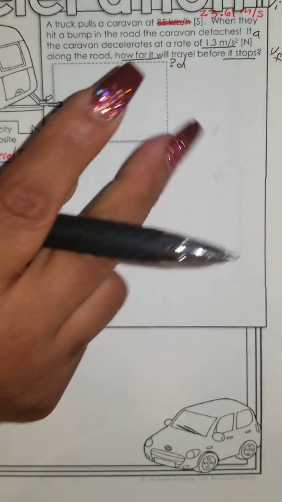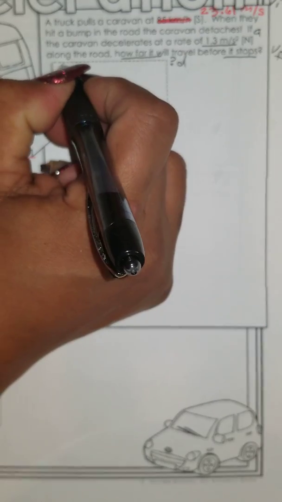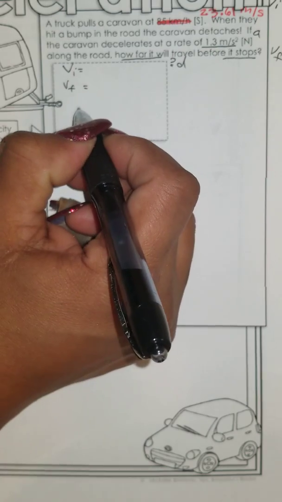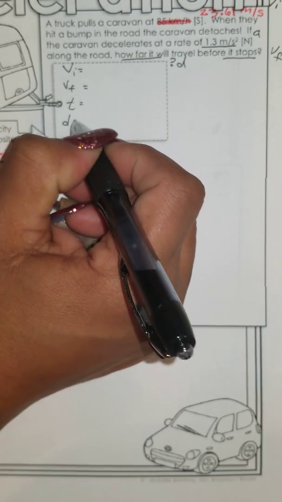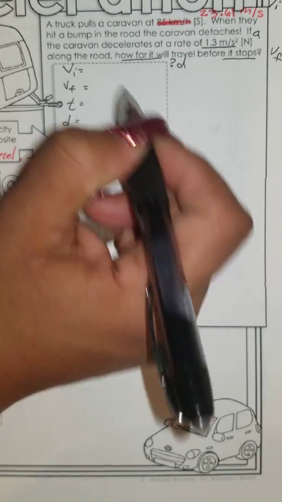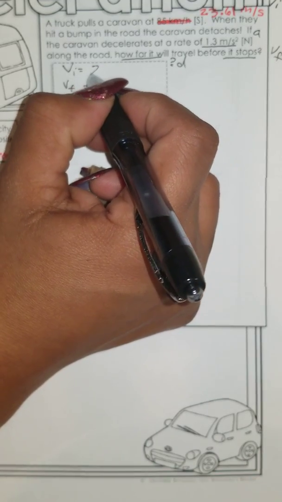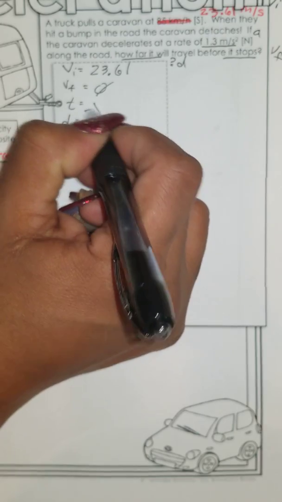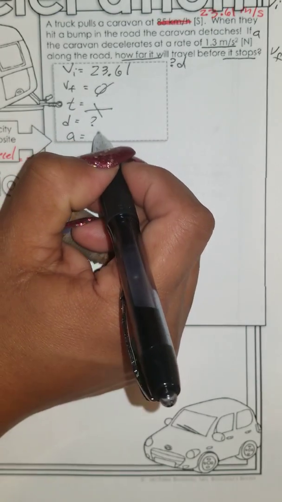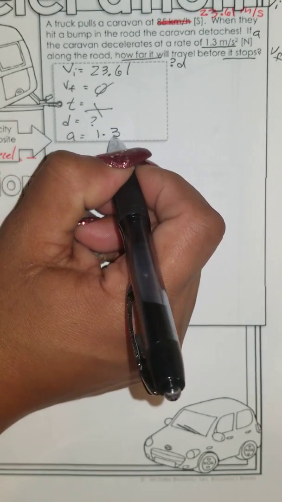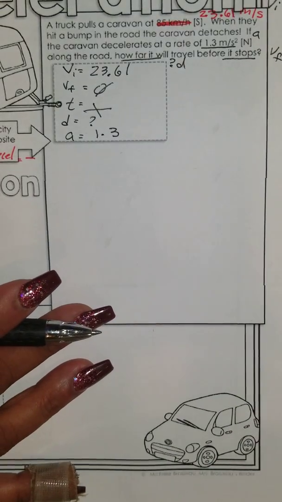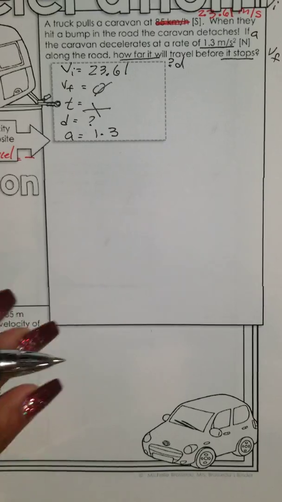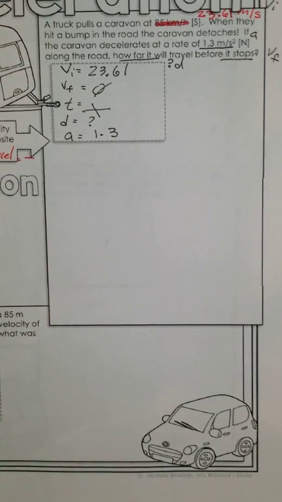That is step 1. Step 2 is to label all of your variables. VI, VF, T, D, and A. Let's fill them in. 23.61, 0, not given to me, question mark, 1.3. Here we go. Now with this information, let's go ahead and use our flow chart since we can use it with us at this point.